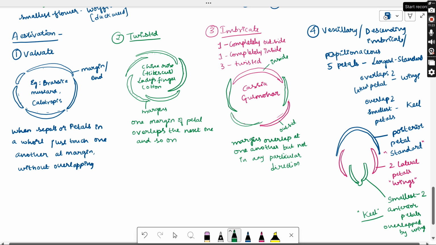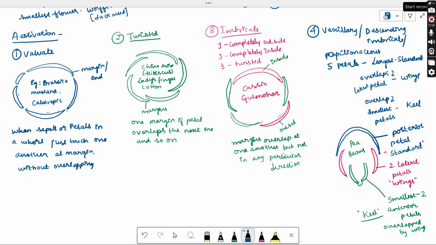So in this type of aestivation, the largest one we call the standard. Two lateral petals covered by the standard are called wings, and these wings are covering the two smallest petals, that is the keel. So this type of aestivation can be seen in the pea plant as well as the beans. So all these are the four different types of aestivation.